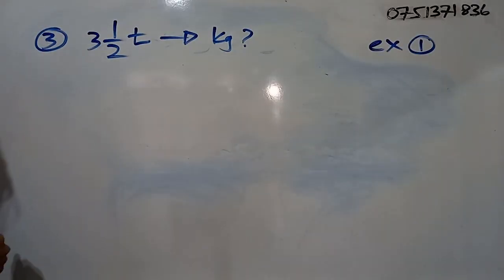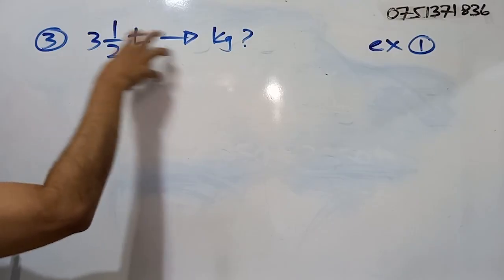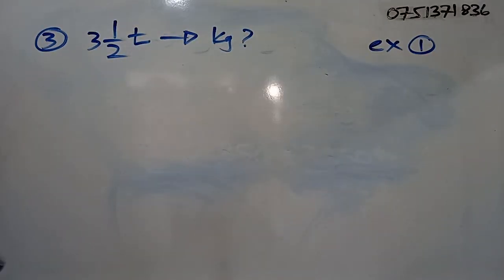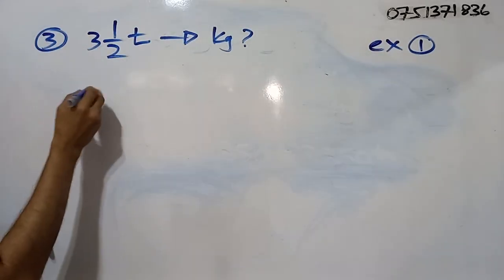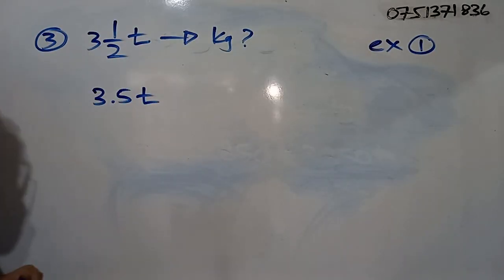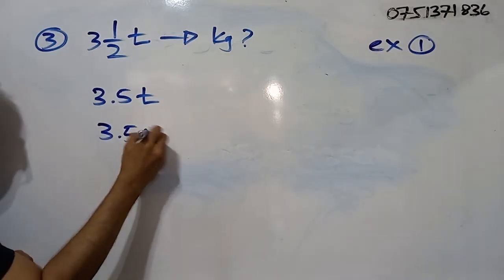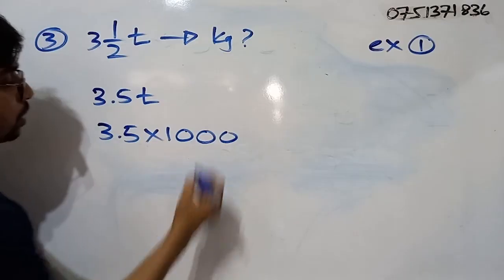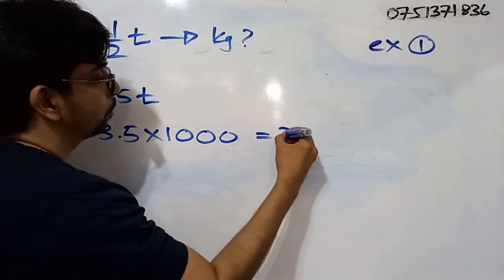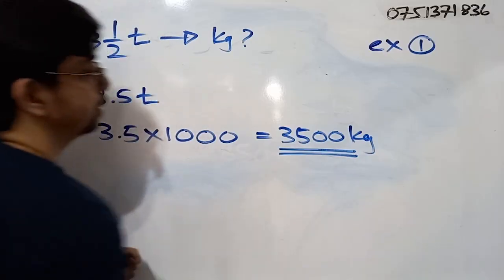Part 3. What do we have? We have 3.5 tons to convert into kilograms. So 3.5 tons, we can rewrite this as 3.5 tons, no? Both are the same. Then what do we have to do? 3.5, we have to multiply that by 1000. So we get 3500 kilograms. That's the answer.